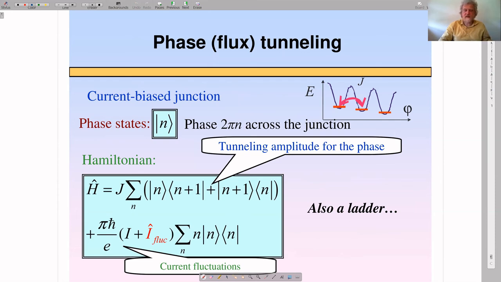In the end of the lecture, let me discuss yet another kind of tunneling. Let me talk about tunneling of the phase. But since superconducting phase is related to magnetic flux, they frequently call it flux tunneling. Let me remind you of the washboard potential for a Josephson junction.